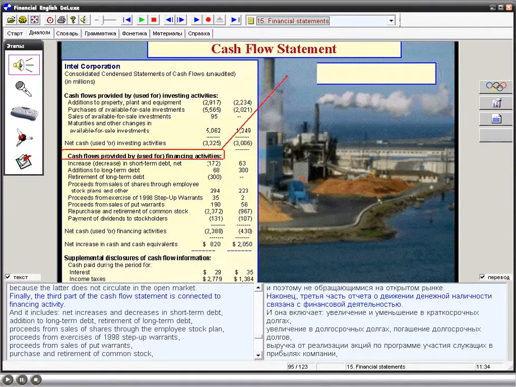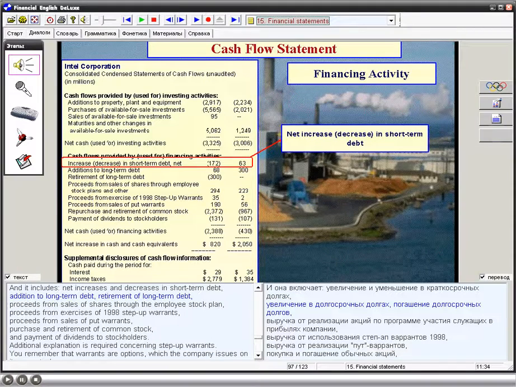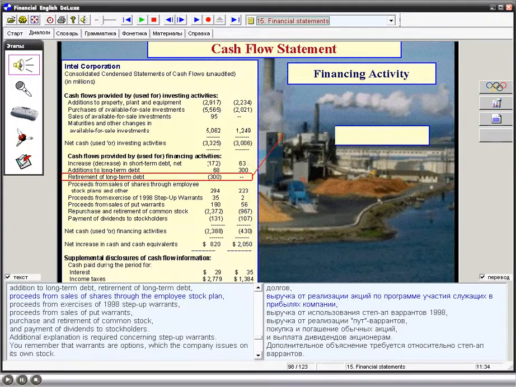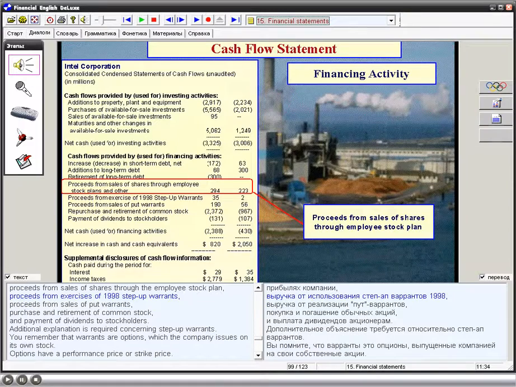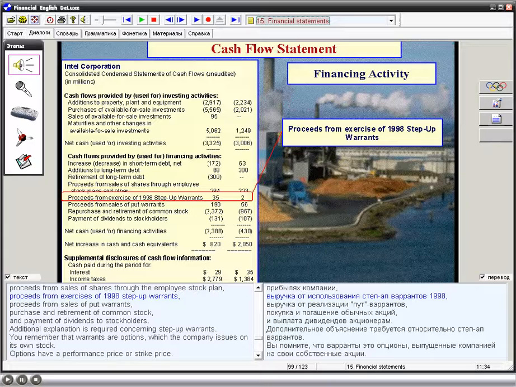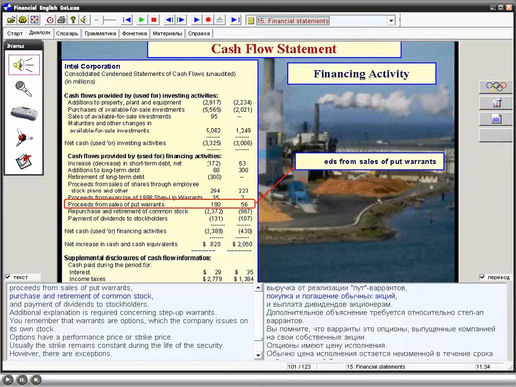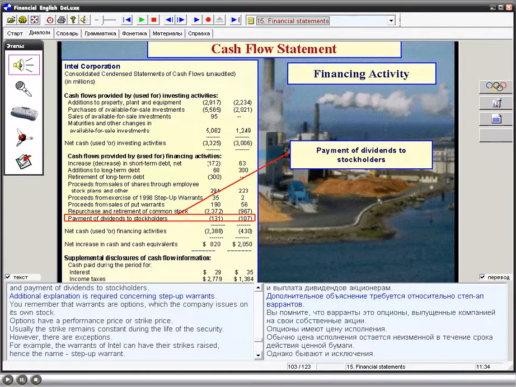Finally, the third part of the cash flow statement is connected to financing activity, and it includes net increases and decreases in short-term debt, additions to long-term debt, retirement of long-term debt, proceeds from sales of shares through the employee stock plan, proceeds from exercise of 1998 step-up warrants, proceeds from sales of put warrants, purchase and retirement of common stock, and payment of dividends to stockholders.